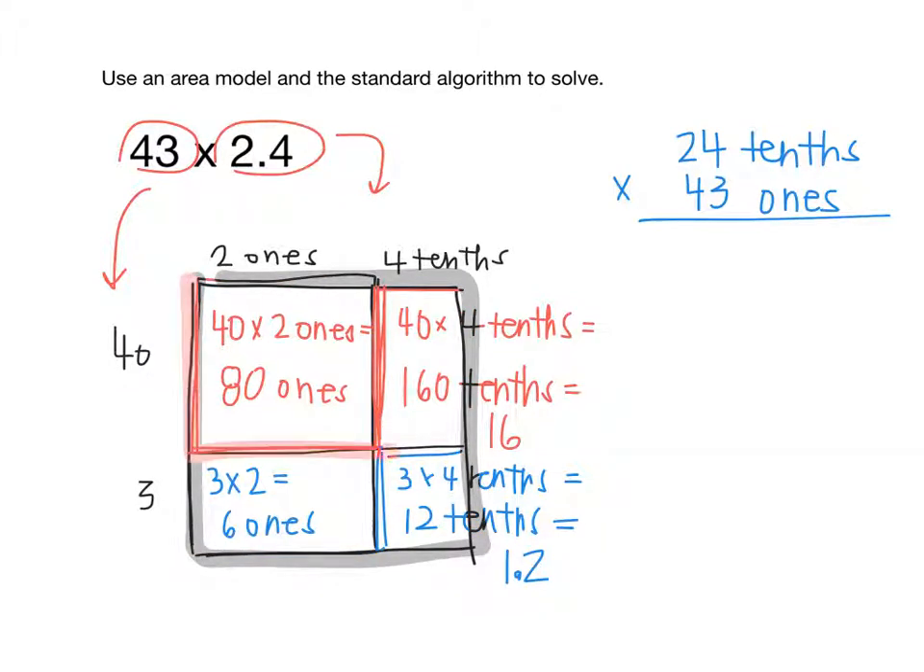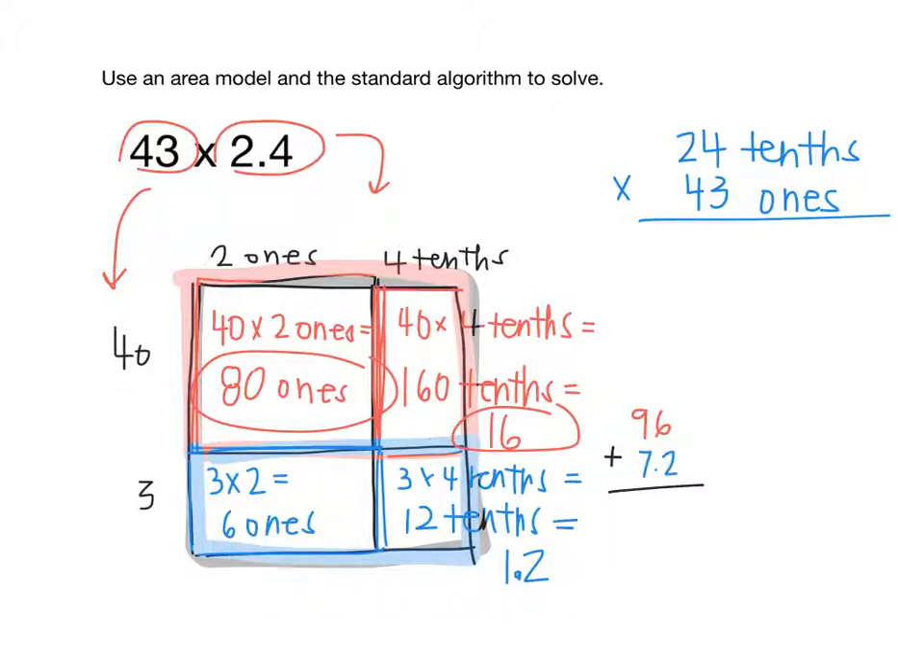I know that I'm going to have a red slice and a blue slice. So let's find what the total of the red slice is first. 80 ones plus 16 ones, which is? 96. Good. Okay, and then the blue part, I have 6 ones and then 1.2, or 12 tenths, which is 7.2.